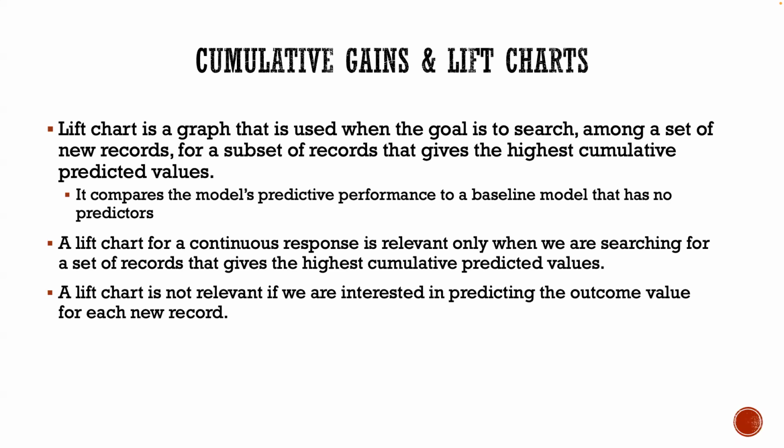Suppose we have like 100 values in the validation set, 100 different records that we have, and we are now predicting, let's say, the price or the sales that we will do to these 100 customers in the validation set. We are trying to determine a small subset of customers who will probably give us the highest cumulative predicted value, highest, let's say, sales in this case. So that's what the lift chart does.